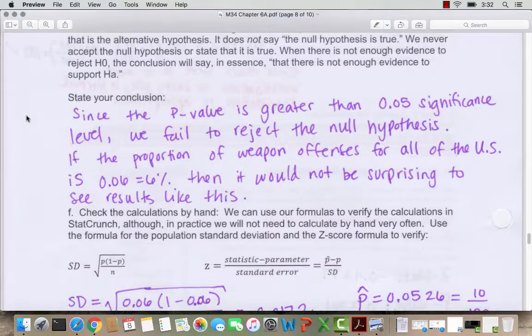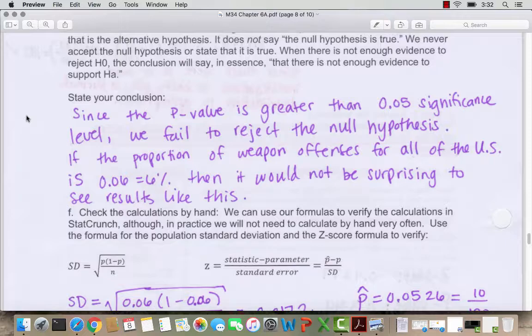So this is one way to state our conclusion. As long as you're communicating the right ideas to me, I'm happy with a reasonable explanation, so you don't have to use my exact language. But as a model, here's the language that I used. Since the p-value is greater than 0.05 significance level, we fail to reject the null hypothesis. If the proportion of weapon offenses for all of the U.S. is 0.06 equals 6%, then this would not be surprising to see results like this.